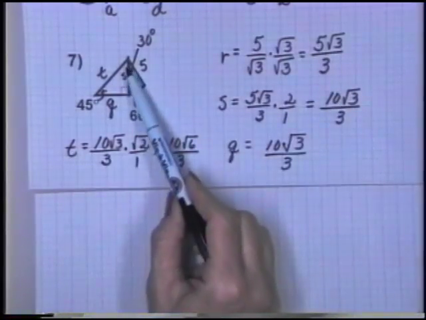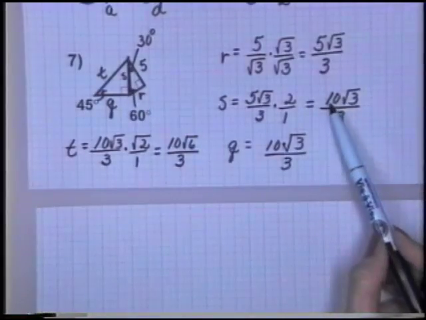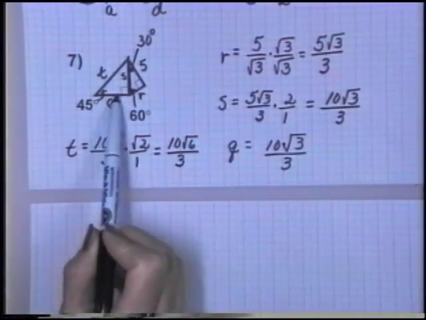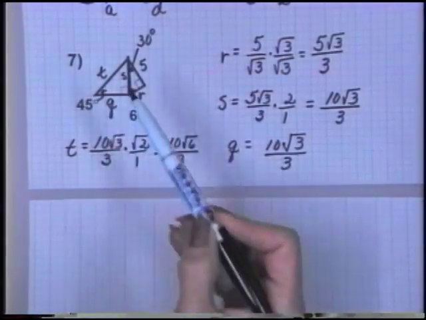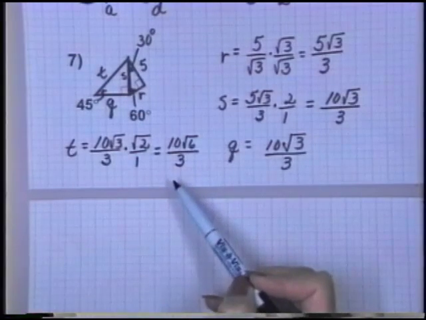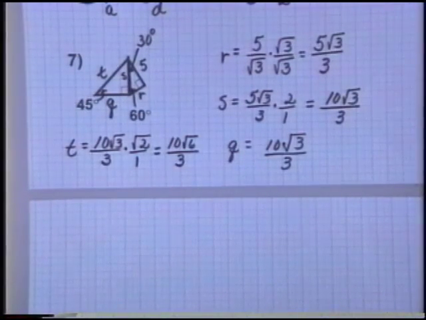R, 5 times the square root of 3 over 3. S, 10 times the square root of 3 over 3. Q, 10 times the square root of 3 over 3. And last, T, 10 times the square root of 6 over 3. You'll have to practice how to find those sides in those 30, 60, 90 degree triangles and in the isosceles right triangle. But after some practice, you should be able to do that.